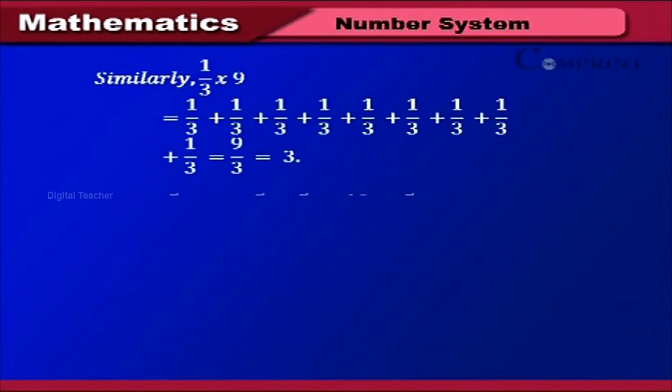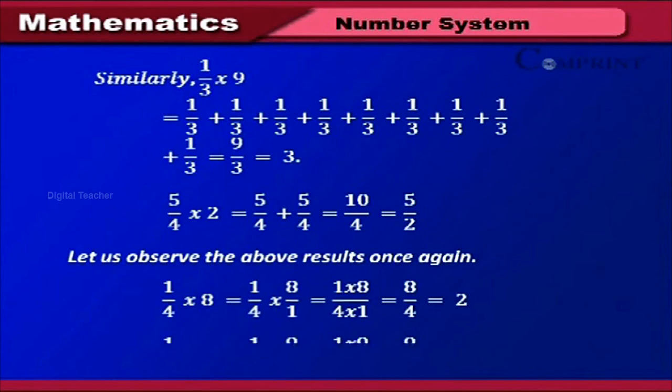Simplify 1 by 3 into 9. Let us write 1 by 3 nine times. Now it becomes 9 by 3, which is equal to 3. 5 by 4 into 2 is equal to 5 by 4 plus 5 by 4, which gives 10 by 4, which is equal to 5 by 2.